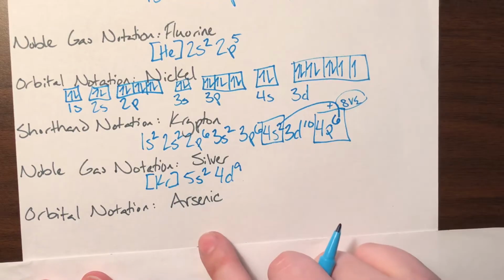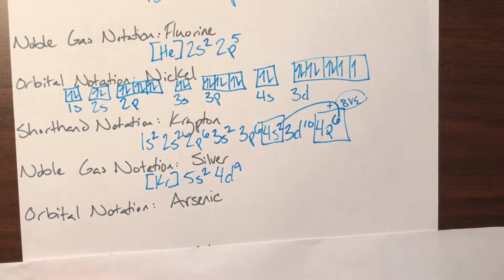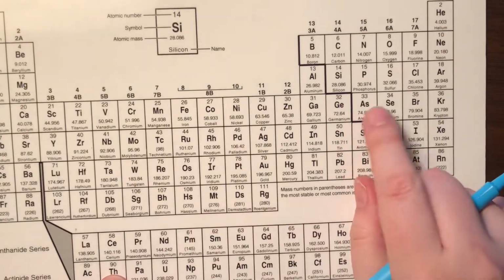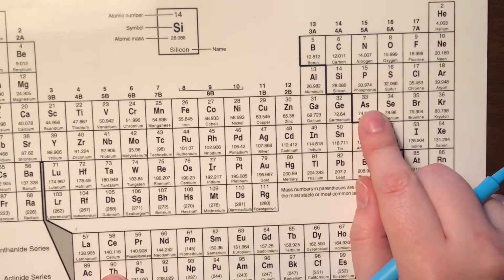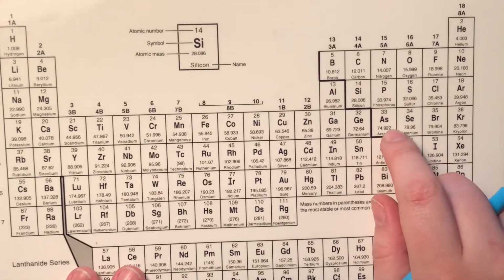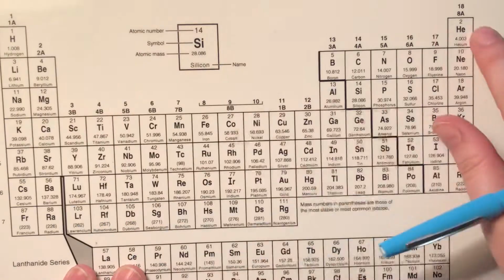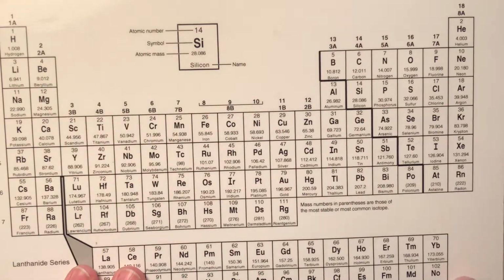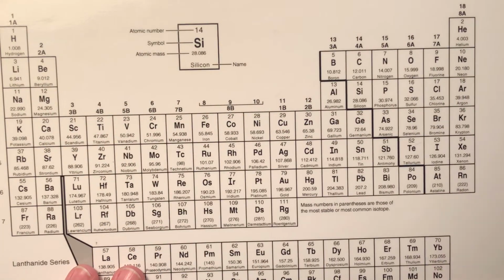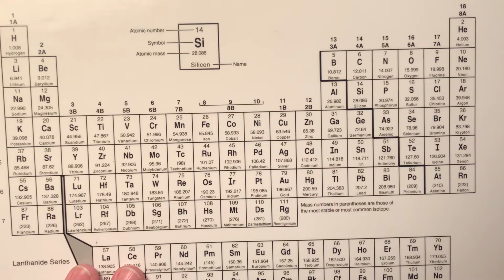Next, I have orbital notation for arsenic. Arsenic is going to be element number 33 here, and so we're going to go ahead and start off. We do again need to draw every electron that is here, because that is what orbital notation is for, so that we can see if we're following Aufbau, Hund's, and the Pauli exclusion principle. So we need to actually draw those out.